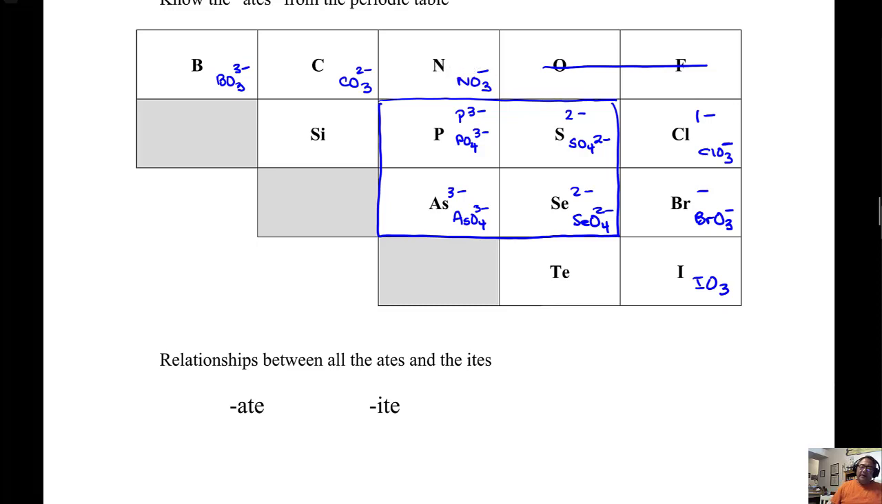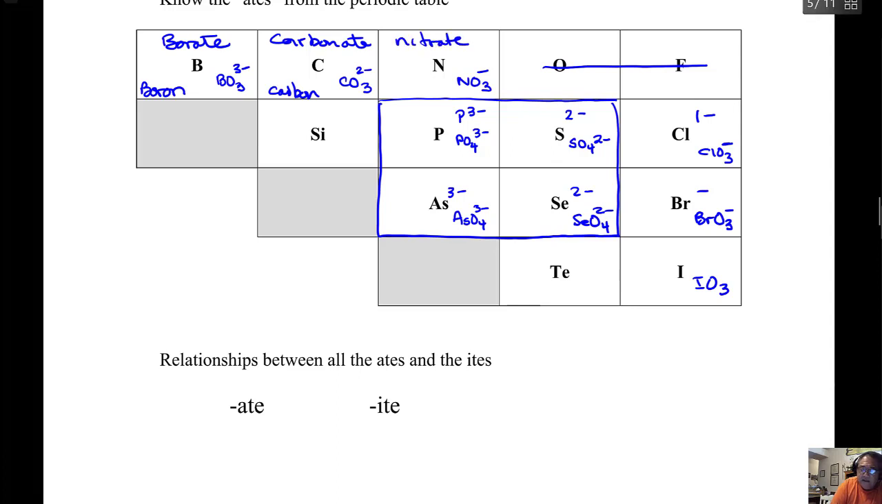All right. So these represent all the ates. So I'm going to put some names in here just to make sure that I get this out for you, right? This is boron. So it's borate. So get rid of the last part of the name and just replace it with ate. This is carbon, right? So this is carbonate. And then this is nitrogen, so this is nitrate.